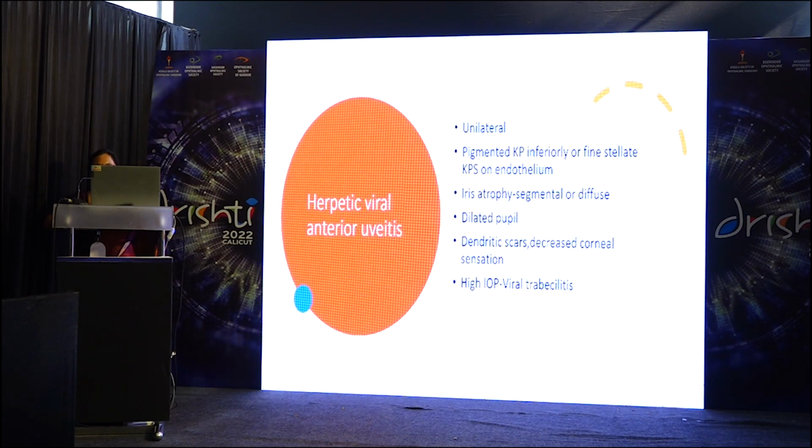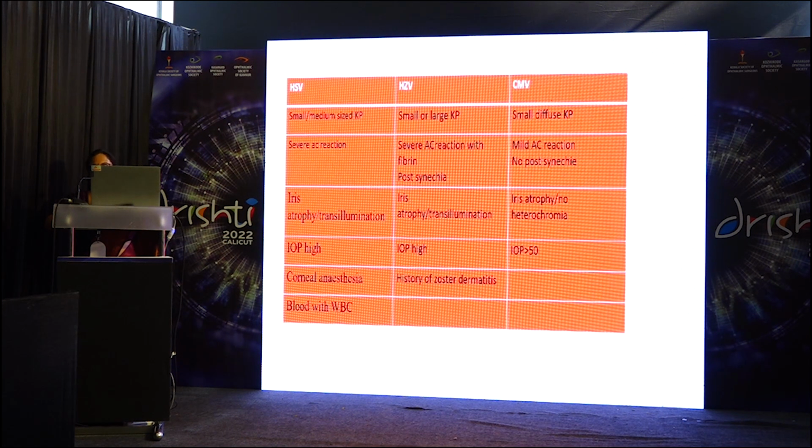Why? It's unilateral, pigmented KPs inferiorly, areas of sectoral or diffuse atrophy. You could have a dilated pupil, decreased corneal sensation, dendritic scar, and the IOP is high, usually due to viral trabeculitis. Now, these are the other viral uveitis in which we have your HSV. In HZV, we have to ask the history of zoster dermatitis. And in CMV, as compared to the other two, the AC reaction is relatively less, and there are no posterior synechiae, and the IOP is more than 50 millimeters.